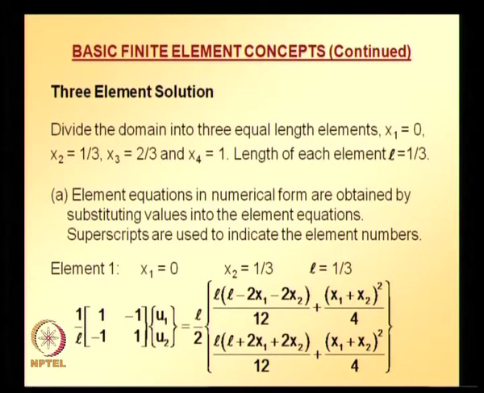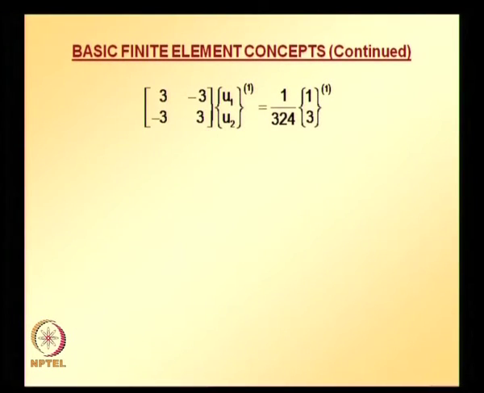We have the equation system without applying the boundary condition, the element equation system. In that you plug in x1 is equal to 0, x2 is equal to 1 third, and L is equal to 1 third, you get this equation. So, this is the equation system for elements without boundary condition reproduced here. In this you can substitute x1, x2, L, that results in element equations for element 1. Superscript indicates that it is for element 1.